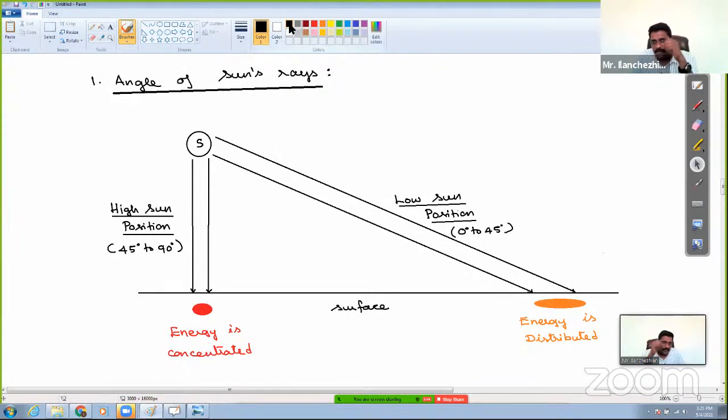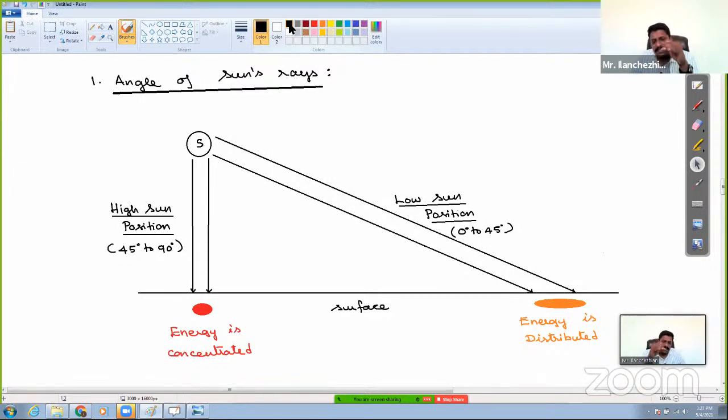What we used to do is concentrate the sun's energy. We used to take a lens, my friend, and make the sun's energy a very bright, hot spot. You can even burn paper using it. You call it the lens experiment. So whenever energy is concentrated, my friend, the temperature becomes very, very high.